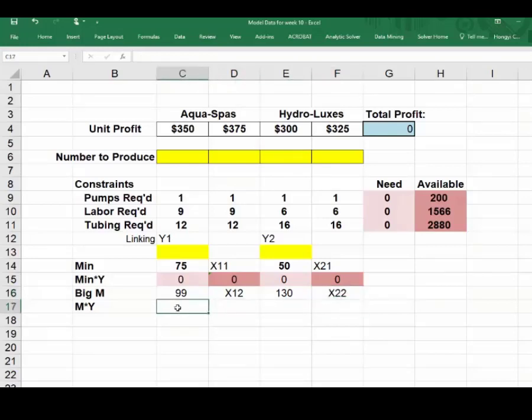Now the Y times big M will be this. Okay, so the Y times the big M. Same here. It's the Y2 times the big M. And the X12 again referred to here. Okay, so X12 is this value, and X22 is this value. Make sure you refer to the right one.